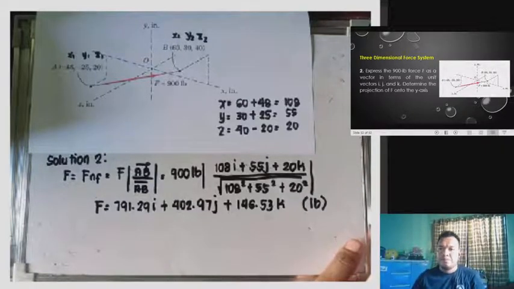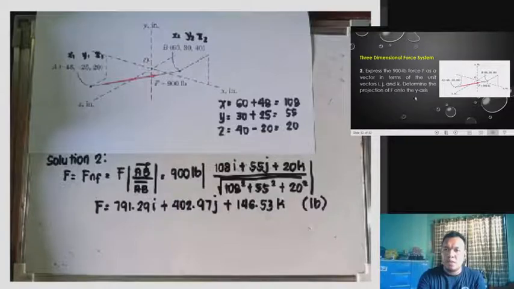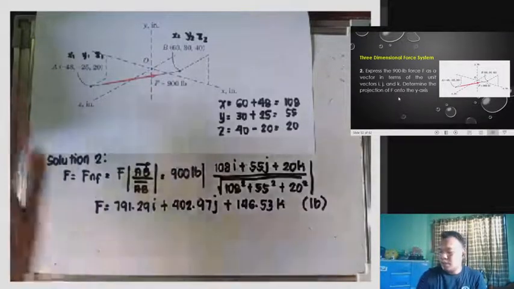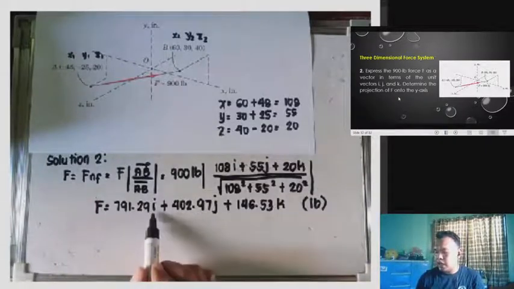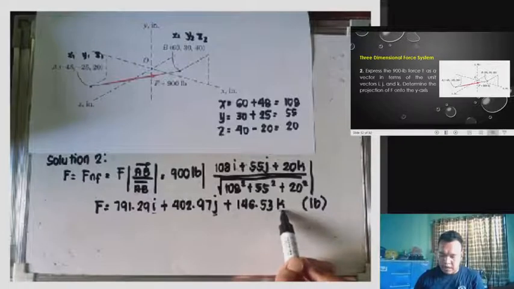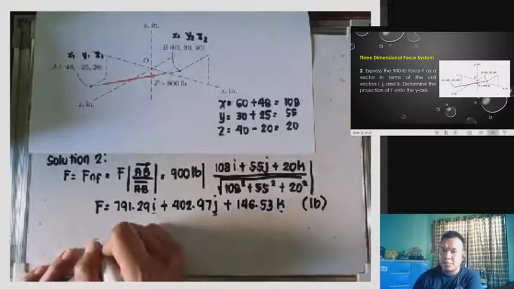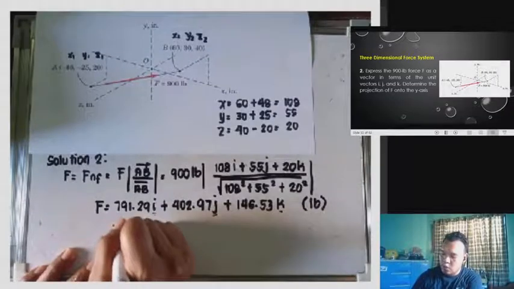Okay? So, yun. Then, pinapahanap po is determine the projection of F onto the y-axis. So, ibig sabihin yan ay yung si F, y. So, sabi ko kanina, yung I represents x-axis, J represents y-axis, and K represents z-axis. Therefore, pinapahanap dyan sa question is si F, y.